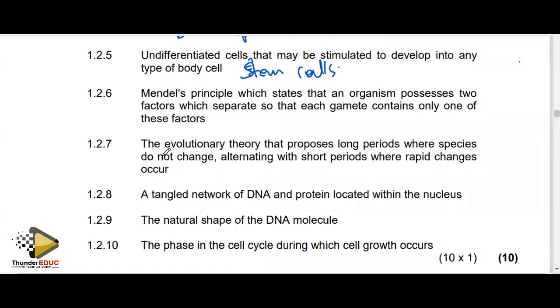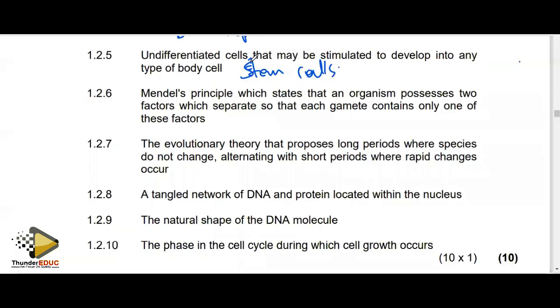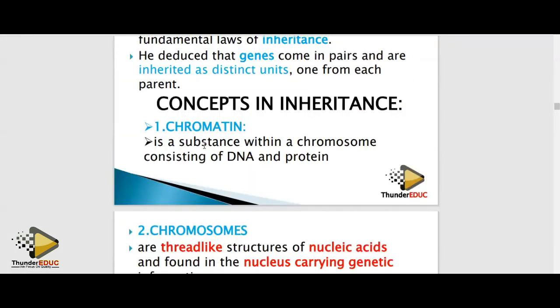If we come back to our question, they're saying a theory that proposes long periods of species not changing, alternating with short periods where the species is changing. So basically, that is the answer. So this is also being answered by the book. Next: a tangled network of DNA and protein located in the nucleus. This is the chromatin network. Let's see where we find it. Yeah, we can find it here.